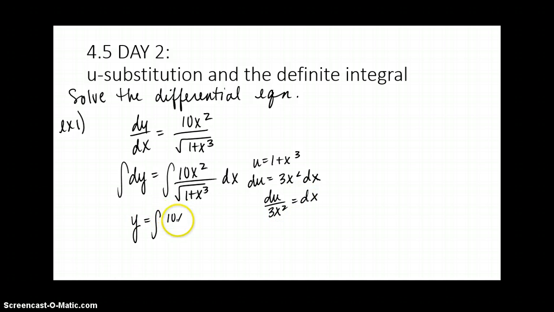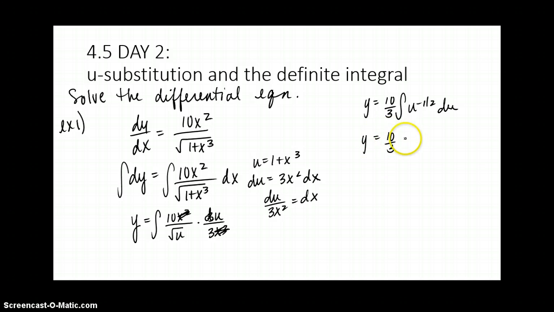Alright, so we have 10x squared all over the square root of u times du over 3x squared. X squareds cancel. I'll bring the 10 thirds out front. Now I get u to the negative 1/2 power du. Okay, now integrating, add 1 to the exponent. Dividing by 1/2 is multiplying by 2. We need the plus c because it's an indefinite integral.